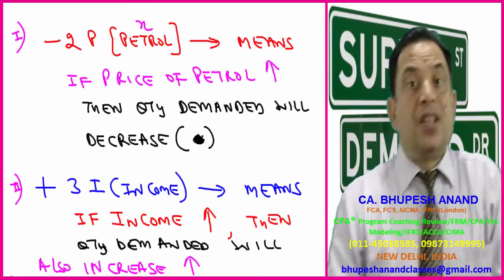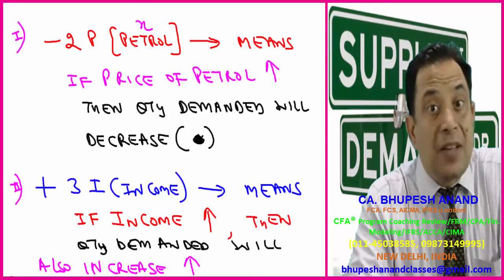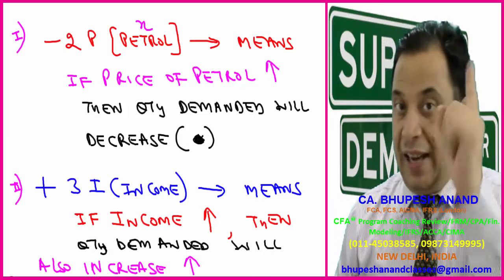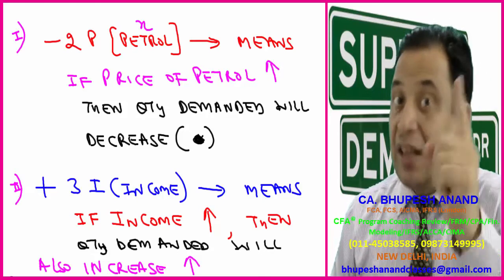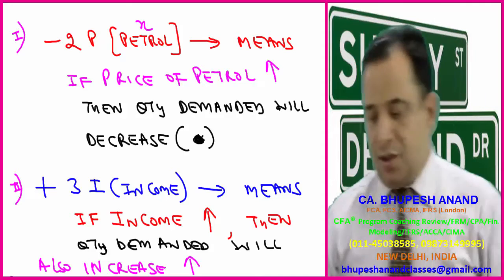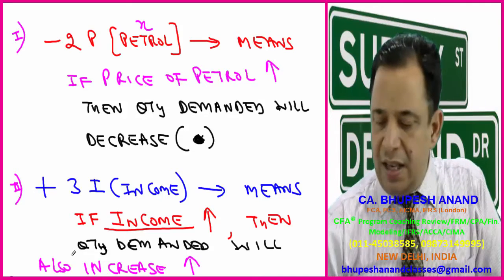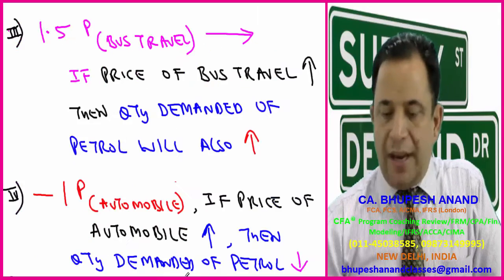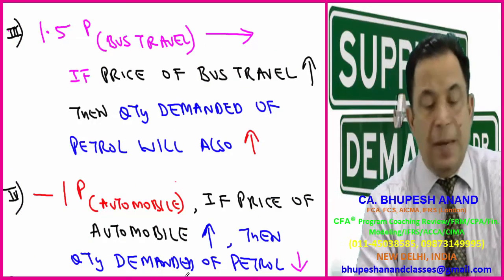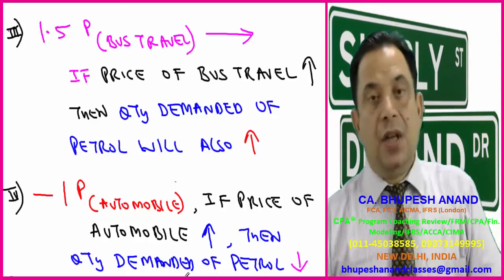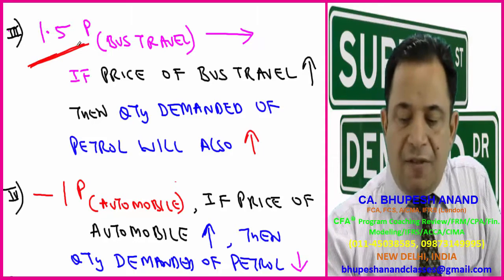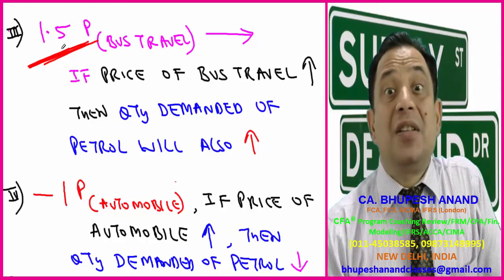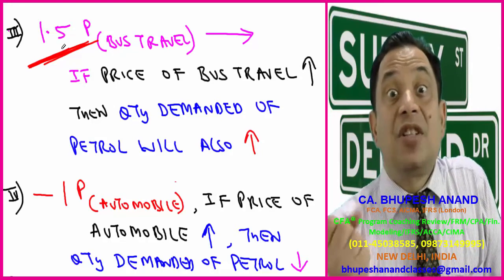The next interpretation is plus 3 income. Because the sign is plus, it means if the income increases, then the quantity demanded, in general understanding, will increase. Okay, the third explanation, that is 1.5p. Now what is the meaning of this? This is the price of bus travel, that is, of a substitute.